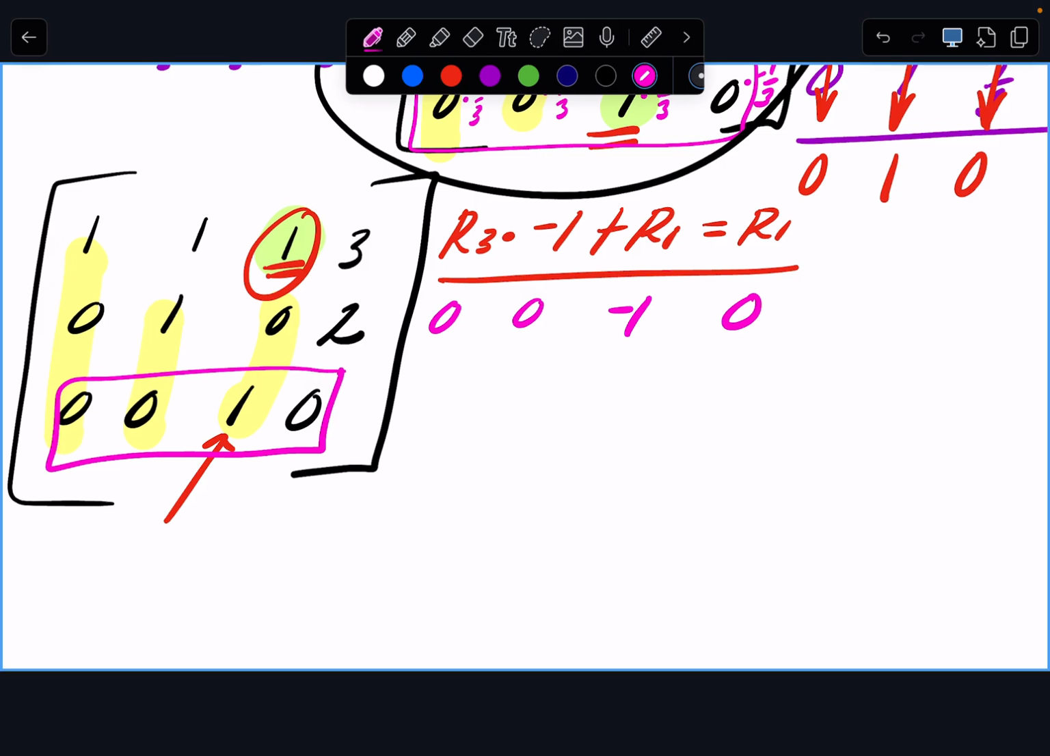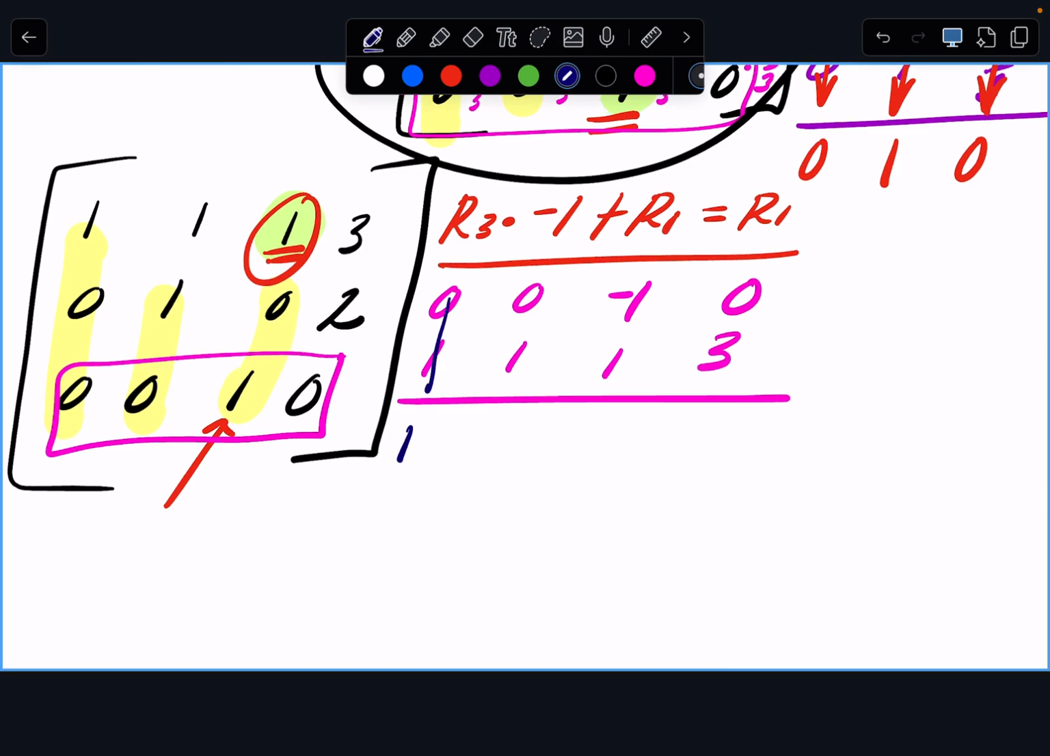Then row 1 currently is 1, 1, 1, 3. We're adding straight down. I wrote down row 1 currently. So that'd be 1, 1, 0, 3, and that's my new row 1.